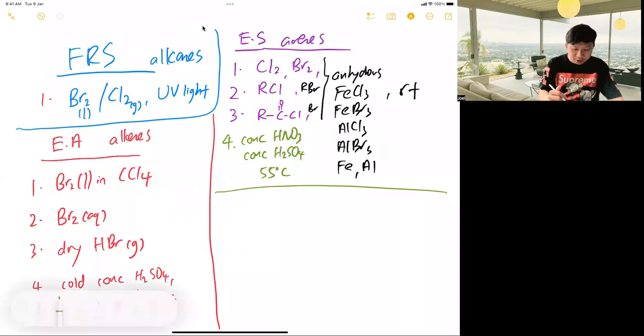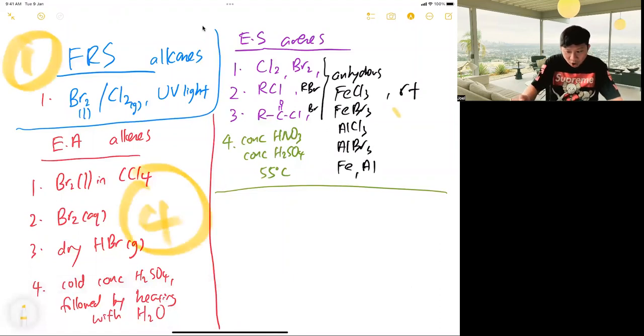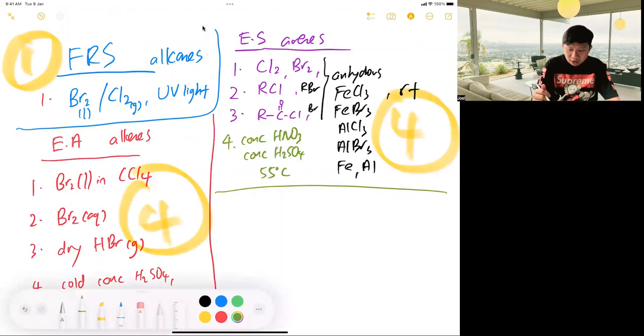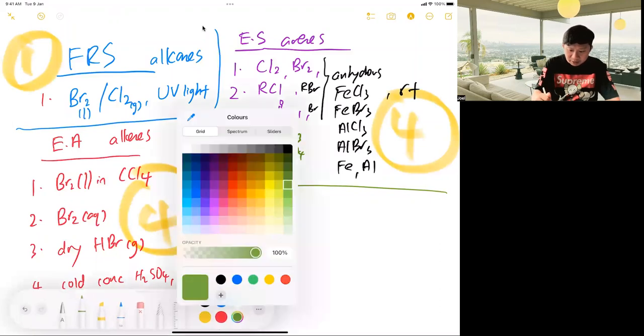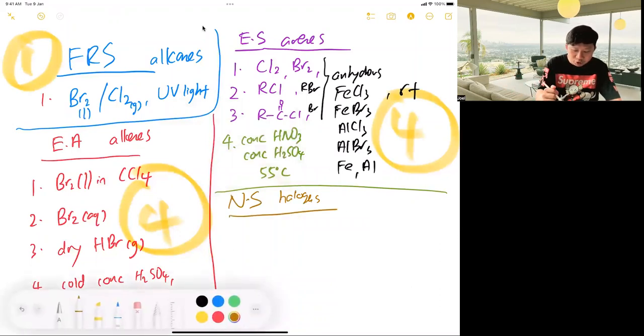1, 4, 4. Clear or not? Next one is nucleophilic substitution under halogenoalkanes. Only 3, right? Only got 3.